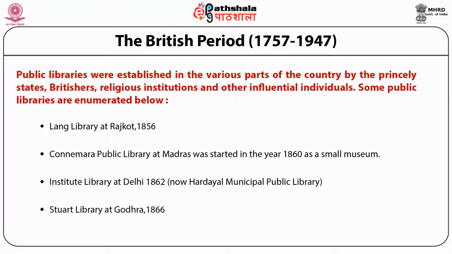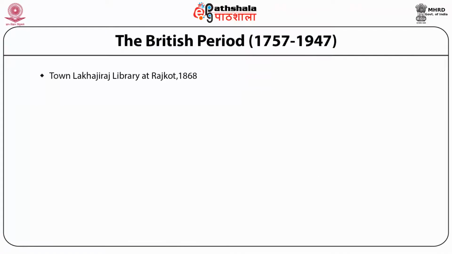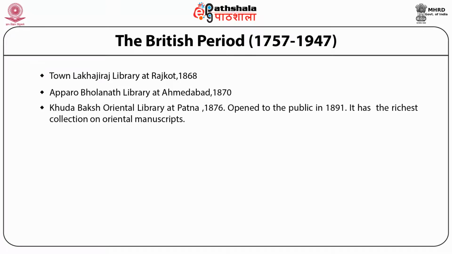Stuart Library at Godhra in 1866. Government Library at Junagadh in 1867. Town Lakhaji Raj Library at Rajkot, 1868. Aparo Bholanath Library at Ahmedabad, 1870. Khuda Baksh Oriental Library at Patna in 1876, opened to the public in 1891, and this library has the richest collection of Oriental manuscripts.